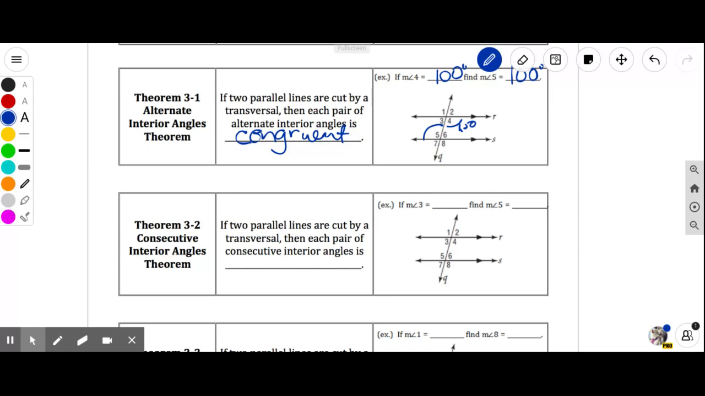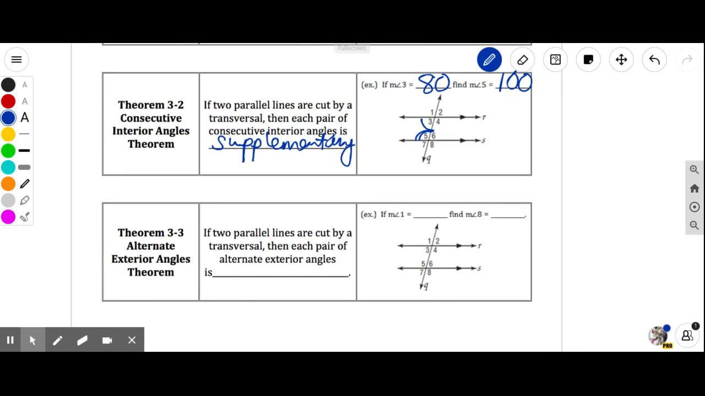Next is the consecutive interior angles theorem. This one says if you have parallel lines cut by a transversal, consecutive interior angles are supplementary. They are not congruent. These add to 180. Remember, consecutive interior angles are on the same side of the transversal, both on the inside. So 3 and 5 would be consecutive interior. If angle 3 was 80, angle 5 would be 100 because they add to 180.